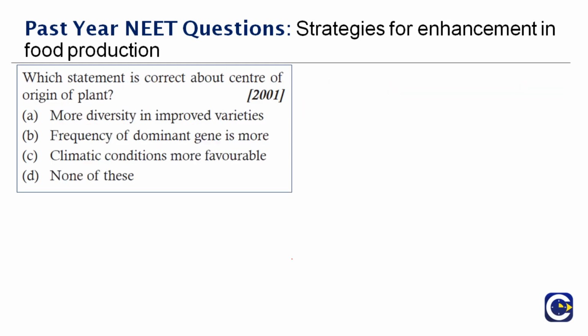Next question here. Which statement is correct about the center of origin of plants? So what statement do you think? We have to analyze the statements here. More diversity in improved varieties, frequency of dominant gene is more, and climatic conditions more favorable. None of these. Green manure comprises quick growing herbaceous crops that are mixed with soil to enrich it. They supply organic matter and also additional nitrogen for the plant. So which statement here is correct? I've given you a clue. The right answer is that the frequency of the dominant gene is more.